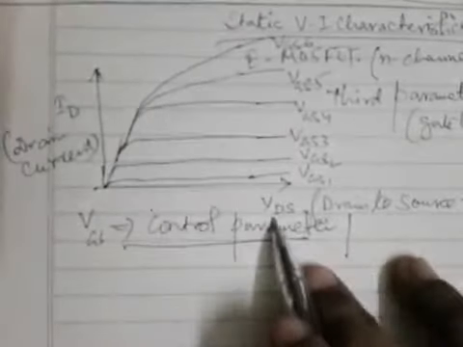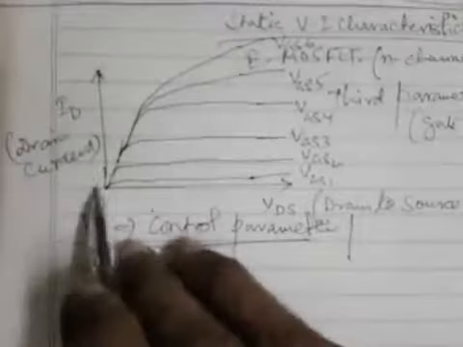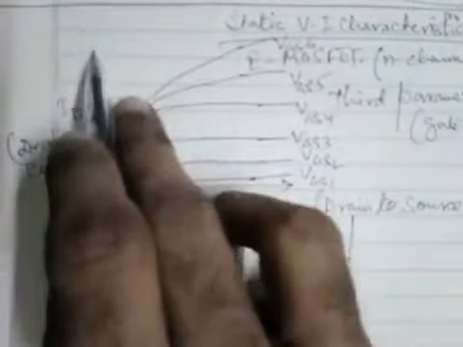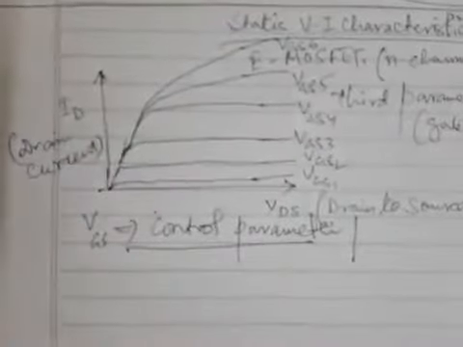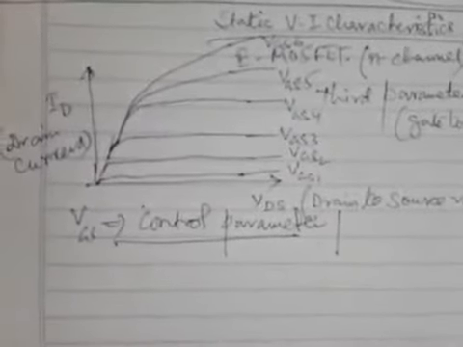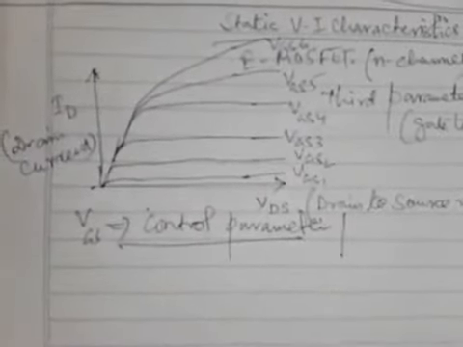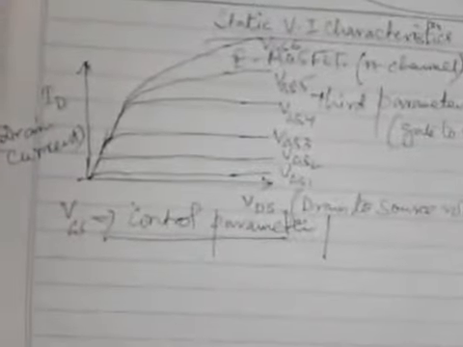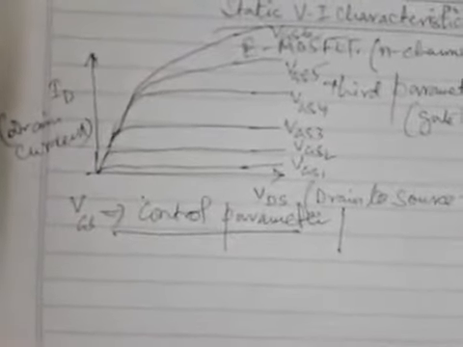To draw this, we have selected two axes. Along the x-axis, VDS, the drain to source voltage, is plotted, and along the y-axis, ID, the drain current, is plotted. Like the BJT VI characteristics, there is always a third parameter, and here the third parameter is VGS, the gate to source voltage. If we vary VGS from VGS 1, 2, 3 up to VGS 6, we get a family of curves like this.